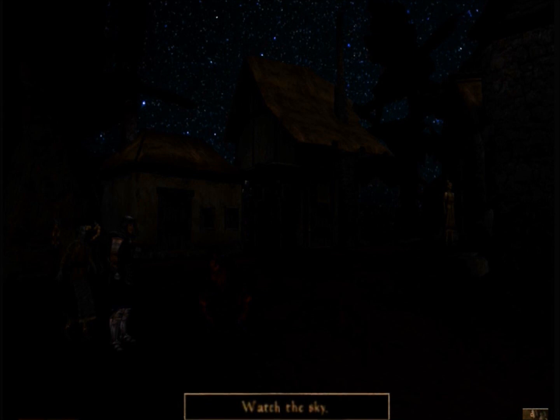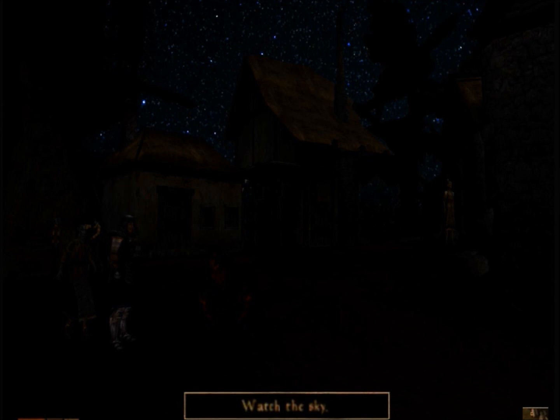"Watch the sky." At this point, one of the players, a friend of mine from the board, noticed, and the few others who got this far agreed, that the night sky was no longer the usual night sky of Tamriel. It had changed to a depiction of a real night sky, and it moved.